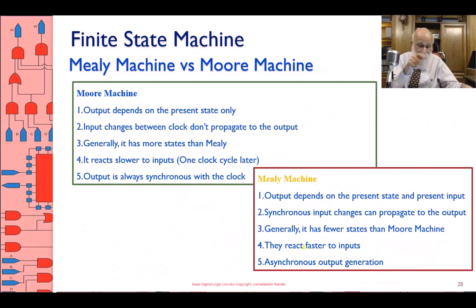The good thing about Mealy is Mealy machines react faster. Okay, that's why it's important to use Mealy sometimes. Moore machines are precisely timed according to clock.